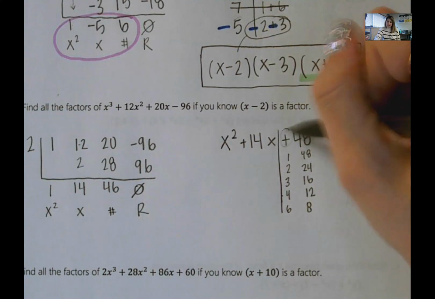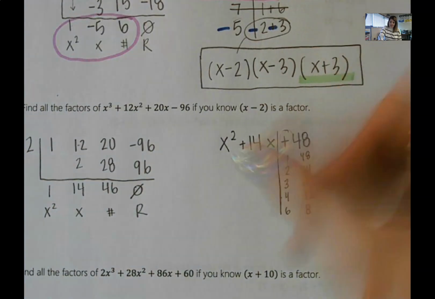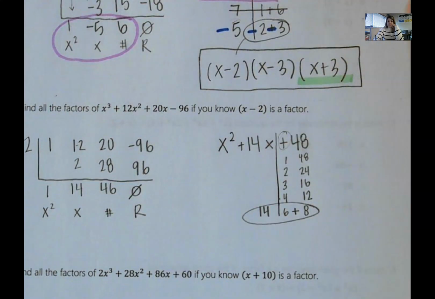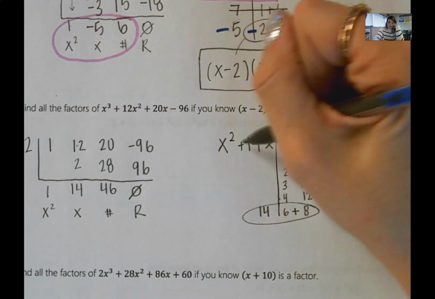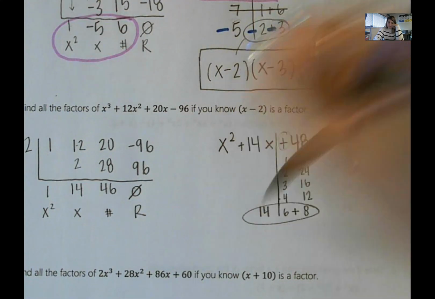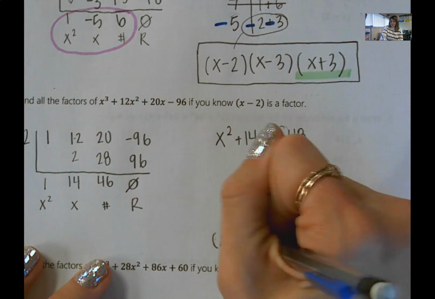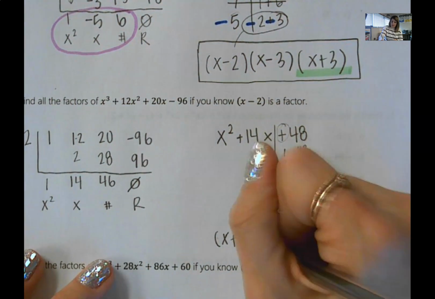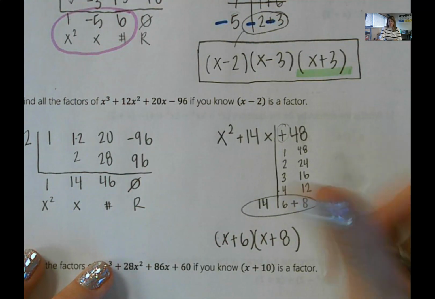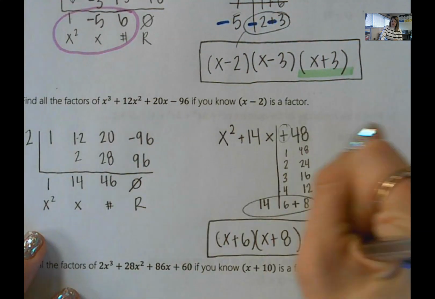Then this plus sign tells me that I need to add all of these. And the only set that adds to 14 is the very last one, 6 and 8. This 14 is positive and our sum is positive. So that means that our factors are x plus 6, x plus 8, plus the x minus 2 they gave us at the beginning of the problem.